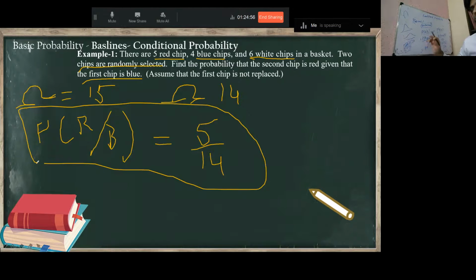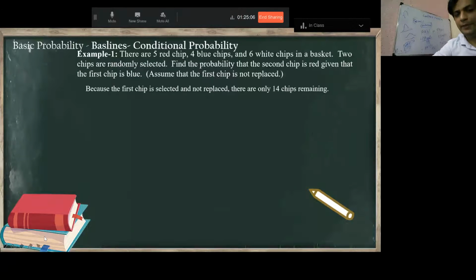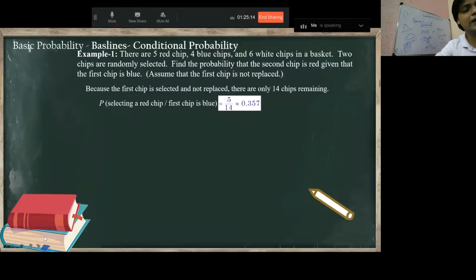Then we will do a second example where you can see this formula happening. Because the first chip is selected and not replaced, there are only 14 chips remaining. So remember, once you pick something, you don't replace it in the bag. If you replace it, then you have to take the probability again from the 15 chips. So that's almost 35% or 36% chance that the second chip is the red one. So you see how interesting it is?